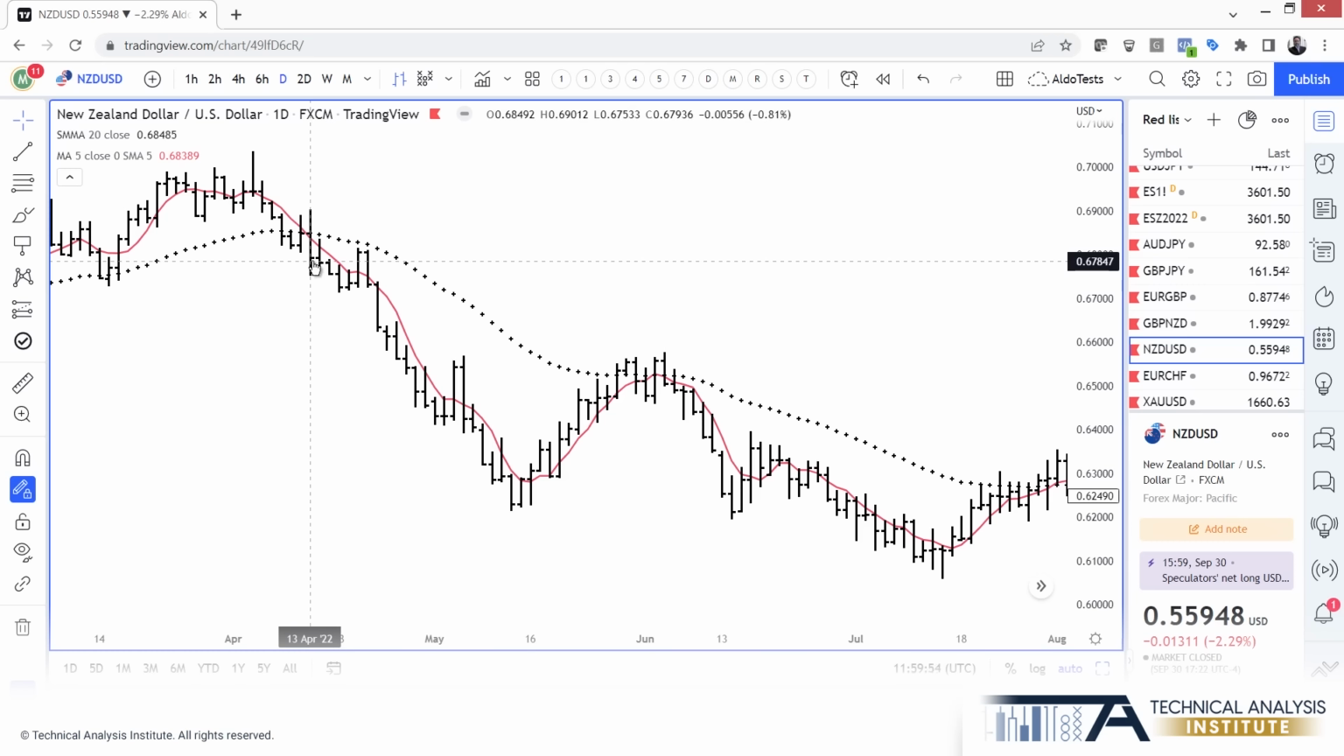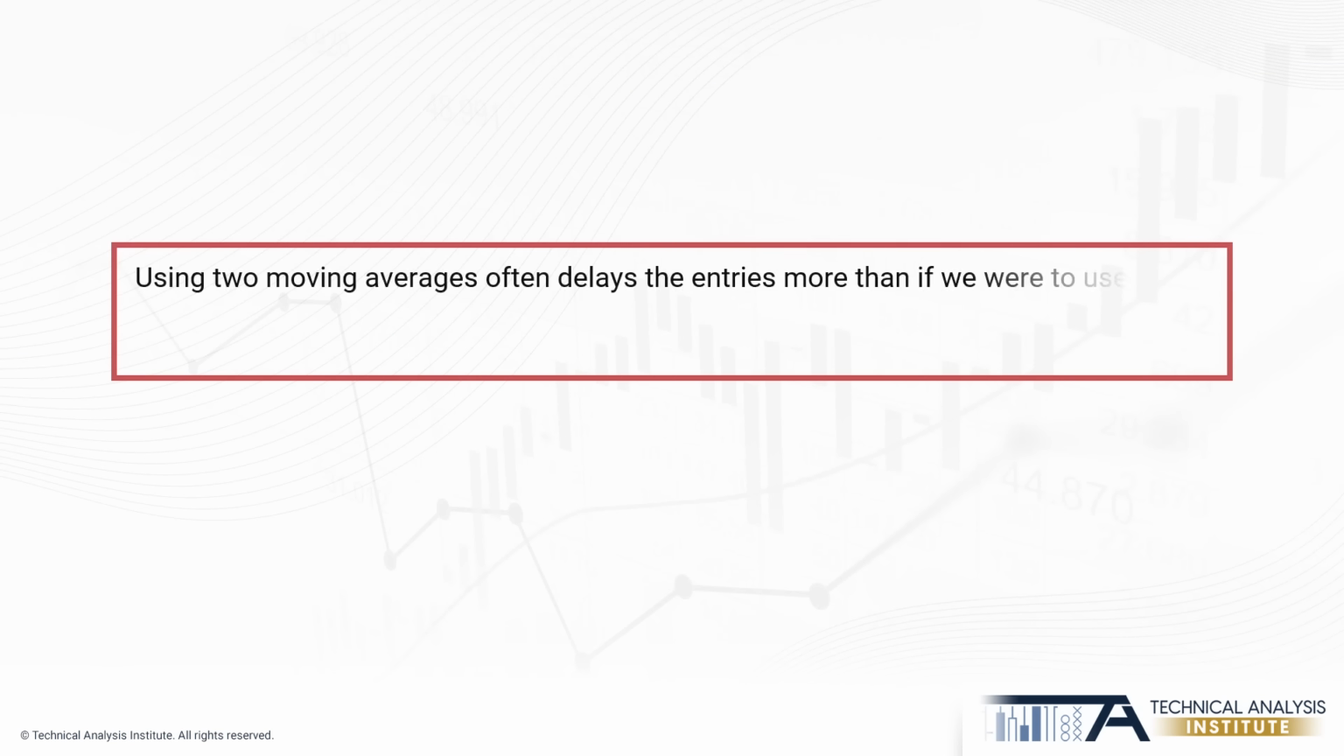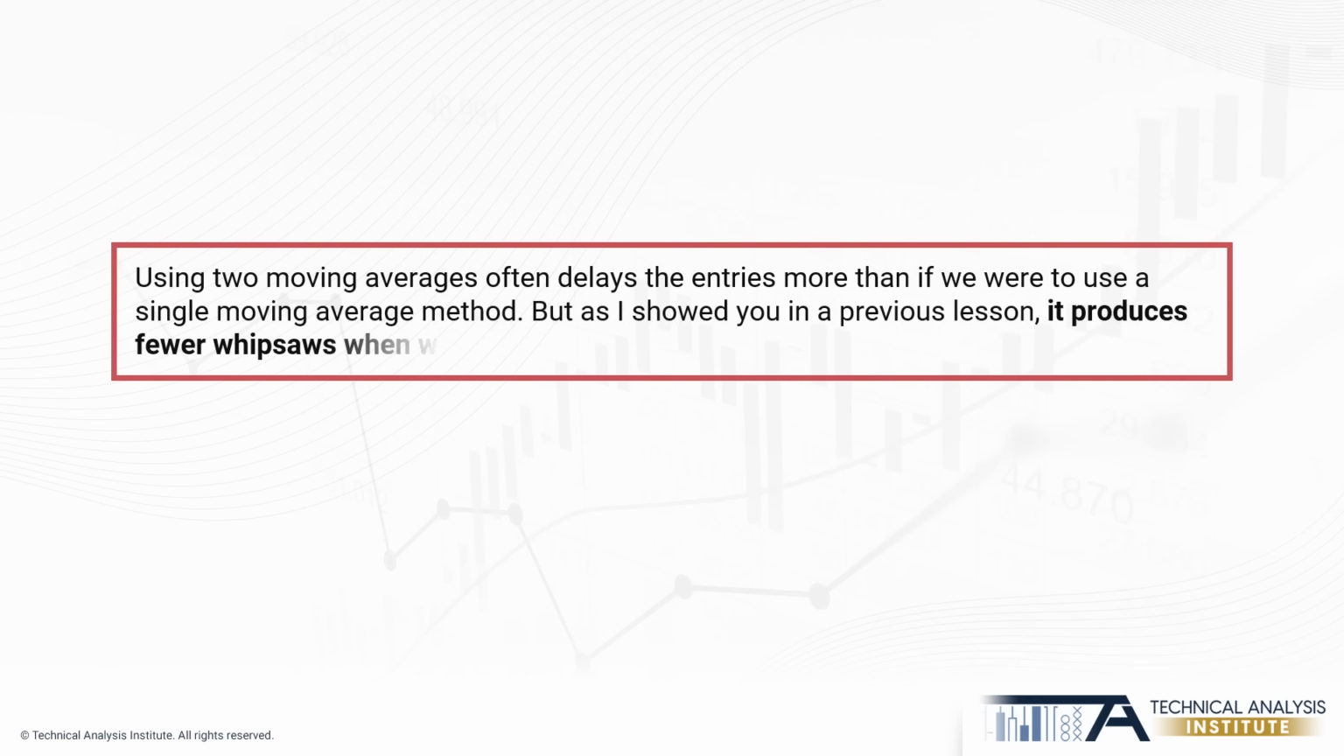And prices came down all the way to 0.56 without an opposite crossing on the moving average. You can see here, even though prices went up, the moving average did not cross above the larger moving average. Obviously, using two moving averages often delays the entries more than if we were to use a single moving average method. But as I showed you in a previous lesson, it produces fewer whipsaws when we use the double crossover system.